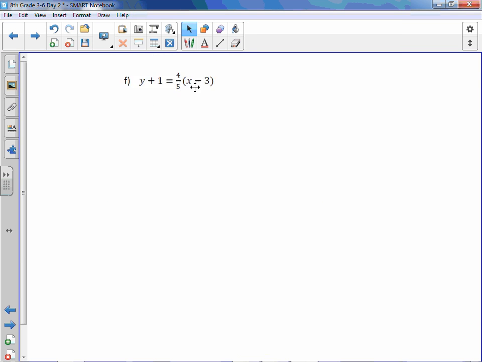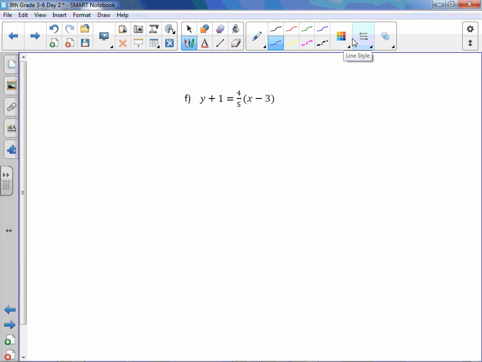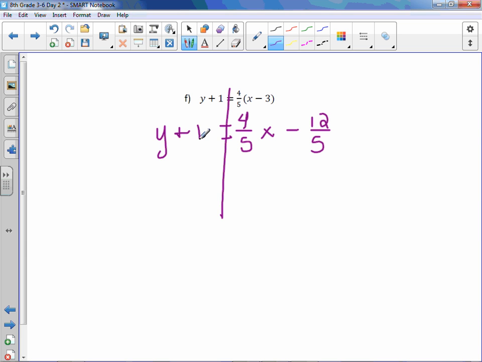Letter F. Distribute the 4/5. We get 4/5 x minus, and this one would just be 12/5 equals y plus 1. X is positive, so instead I'm going to get rid of negative 12 fifths by adding it to both sides. Those cancel out. I get y plus 12 fifths plus 1.